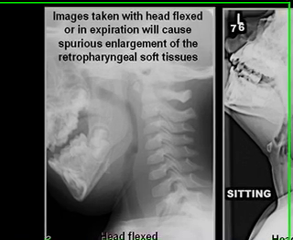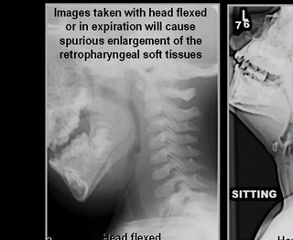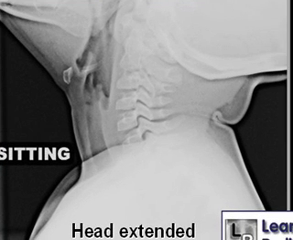It's important in obtaining films of the lateral neck to make sure that they are done with the head extended and in full inspiration. Images like this one, which are taken with the head flexed or in expiration, will cause spurious enlargement of the retropharyngeal soft tissues and could lead to erroneous diagnoses. Here is the same kitty with their head extended in inspiration, and we can see that the retropharyngeal soft tissues are normal.